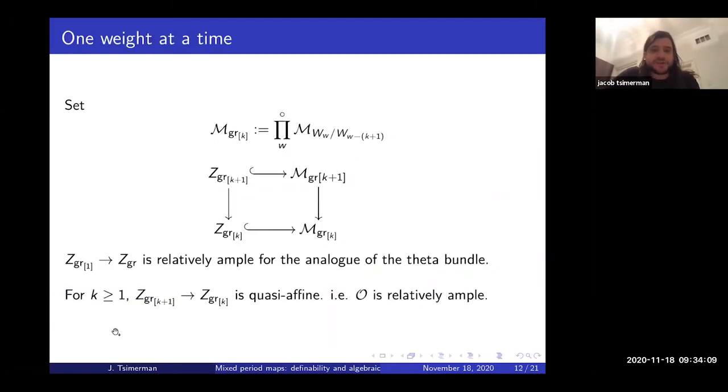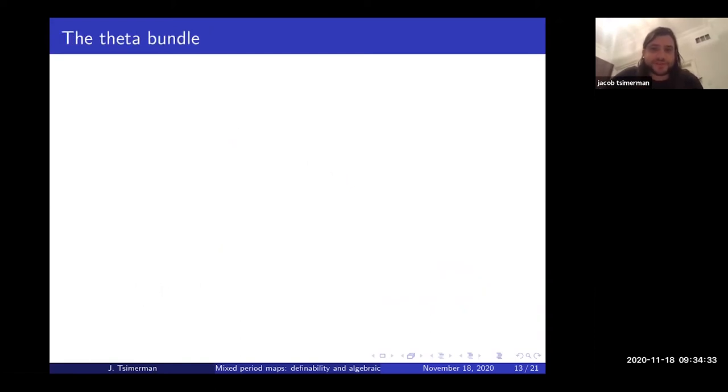And then for all the other weights, the map is actually quasi-affine. So it turns out beyond extension one, you can just take O and that's already relatively ample. So you have to add something interesting for the level one data, and then you just pull that back to the very top. And from that point on, you're relatively ample. Okay, so that's how the story looks. So let me start by focusing on the theta bundle. So what happens on these level one extensions.